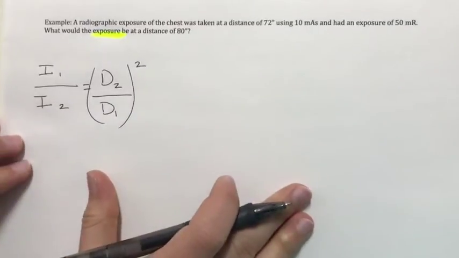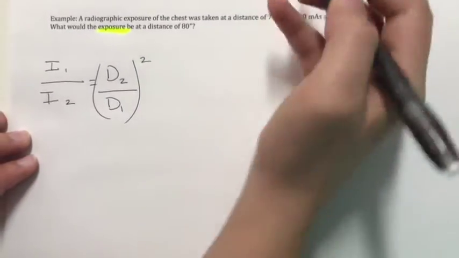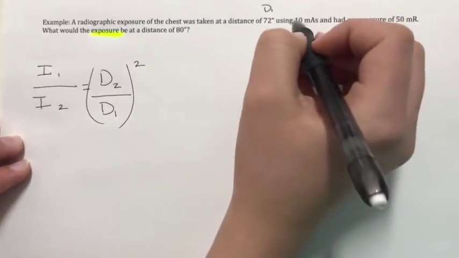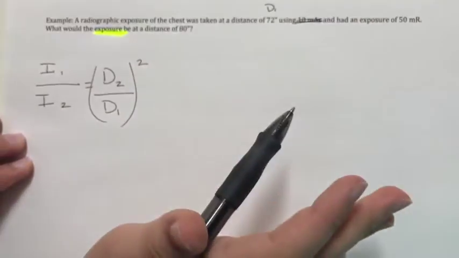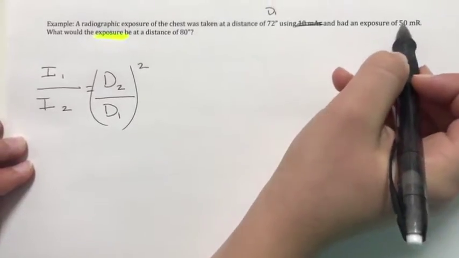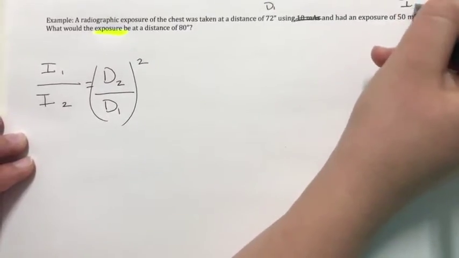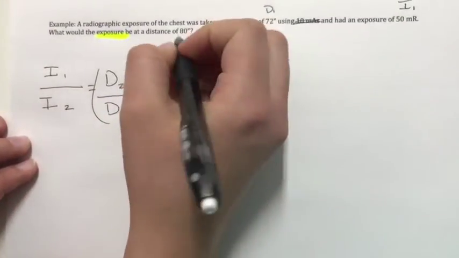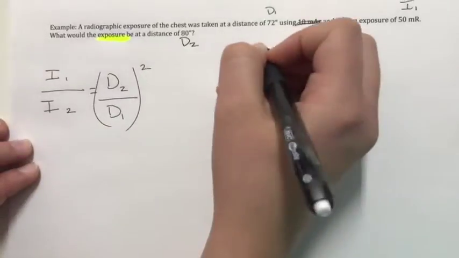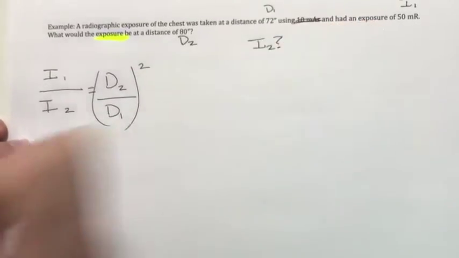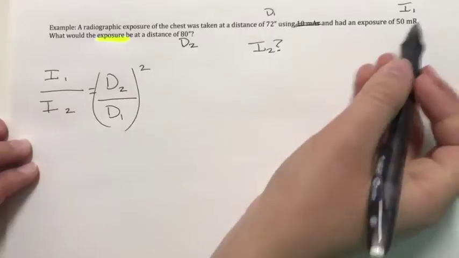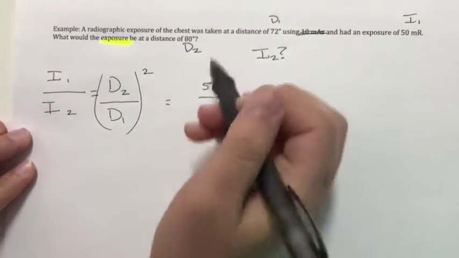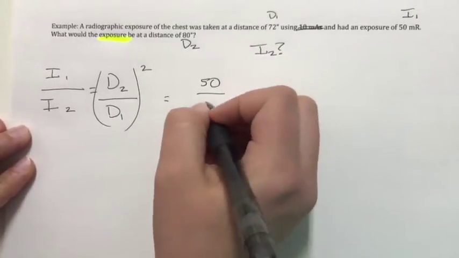Now I'm going to go ahead and plug everything in. So 72 inches, this is going to be distance 1. Using 10 MAS. 10 MAS, we don't need that in this problem. And had an exposure of 50 MR. This is going to be the intensity number 1. What would the exposure be at a distance of 80 inches? This is going to be our distance 2, so we do not know what intensity 2 is. So we're going to go ahead and plug everything in. So 50 MR is going to be intensity 1. Intensity 2, we don't know.